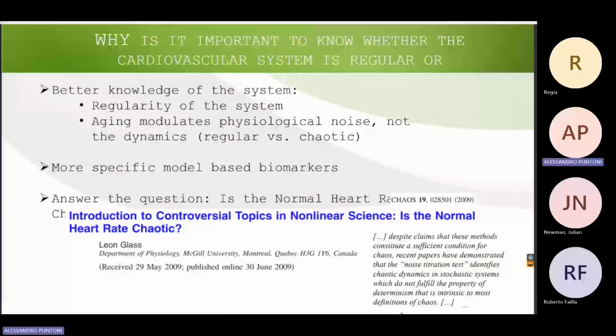Indeed, in 2009, an important journal, Chaos, posed the provocative question, is the normal heart rate chaotic, to encourage researchers to get engaged with this problem. But in the end, the question remained unanswered, since the conclusions were invalidated by the presence of the noise in the data.